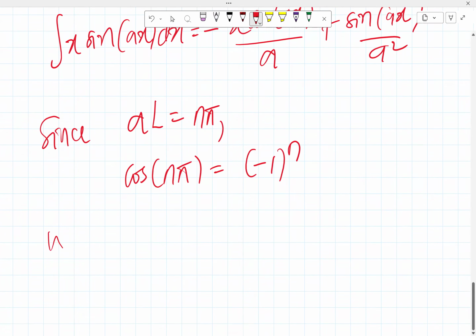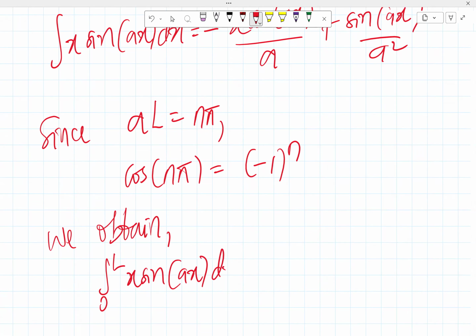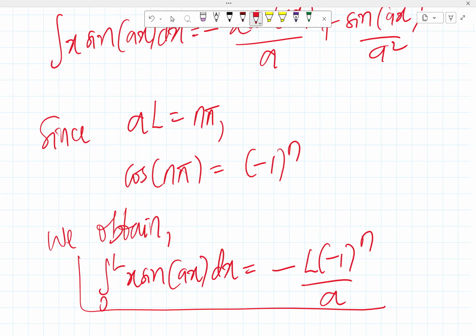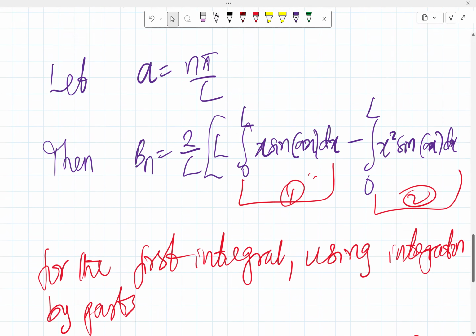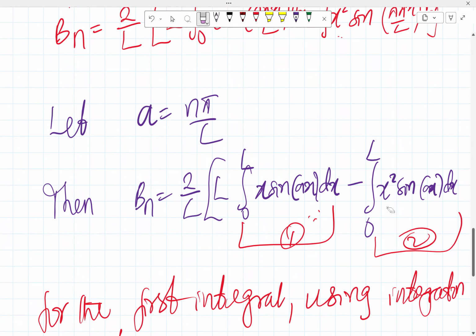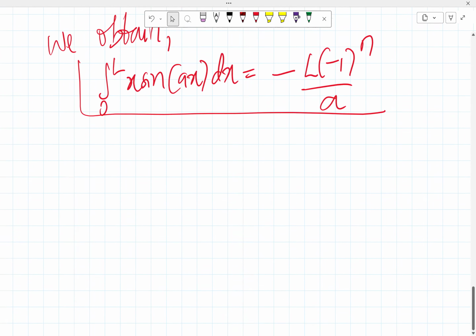So in this case now, we obtain this, that the integral from 0 to L of x sine ax dx is equal to minus L into minus 1 raised to power n all over a. So we have this settled for the first integral. So this is the first integral now dealt with. So the second integral, the only difference is in the x squared, right? So we go for the second integral now. So don't forget, this is ax in here, ax. So that's for the first integral, right?